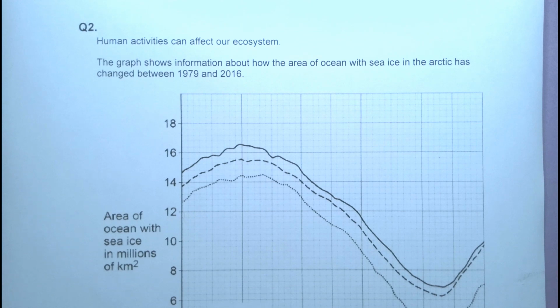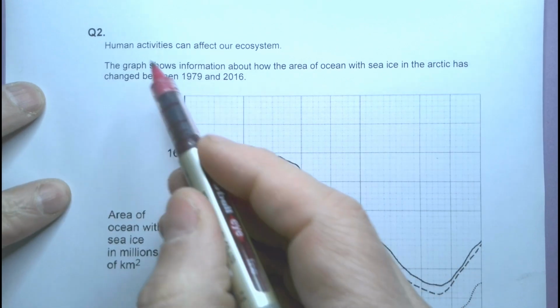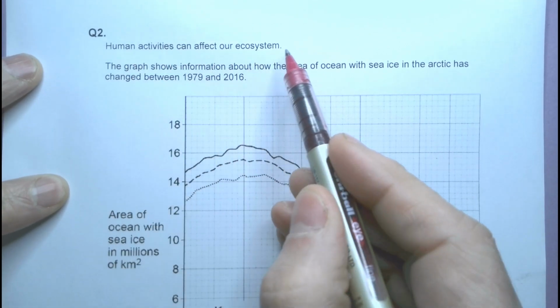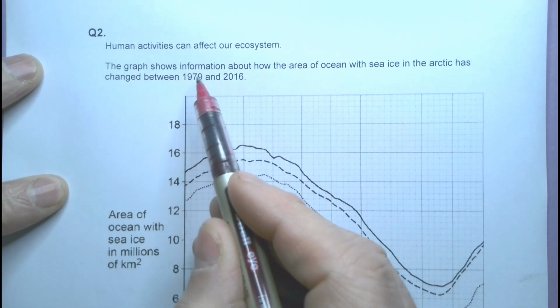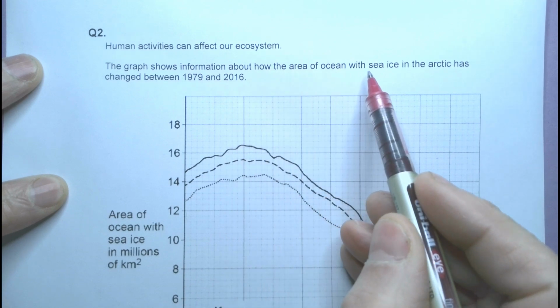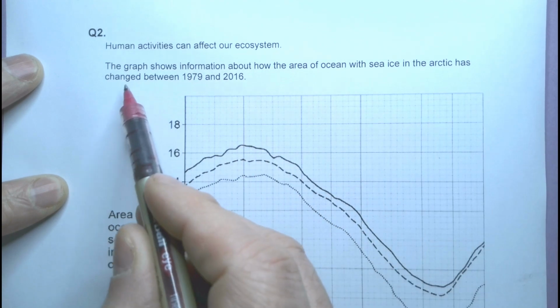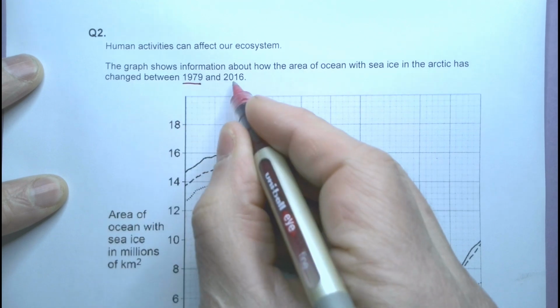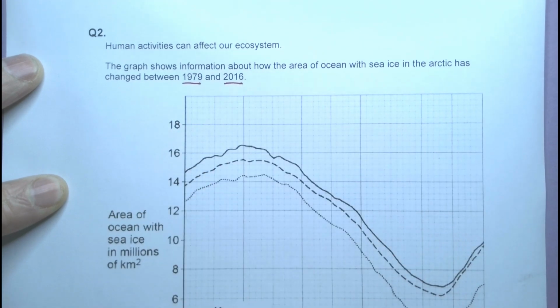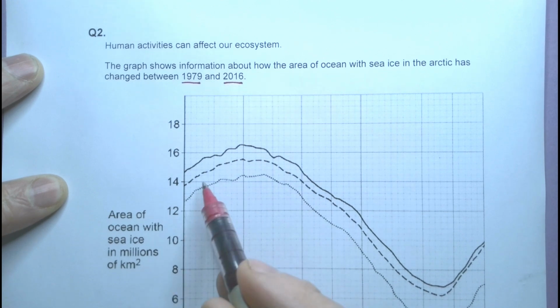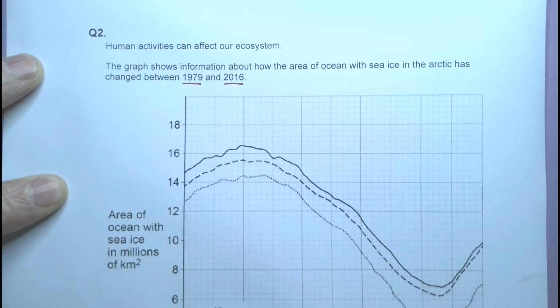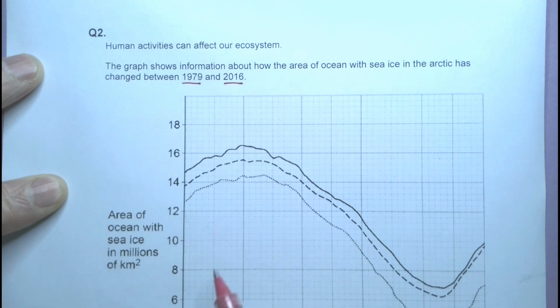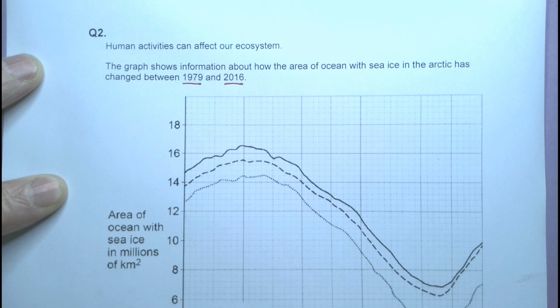Question 2. Human activities can affect our ecosystem. The graph shows information about how the area of ocean with sea ice in the Arctic has changed between 1979 and 2016. Okay, we've got the area there of ocean with sea ice in kilometres squared. And we've got 1979, 2016, 1995. Okay, so we've got 3 different lines for each of these. Give 2 conclusions that you can make from the data shown in the graph.